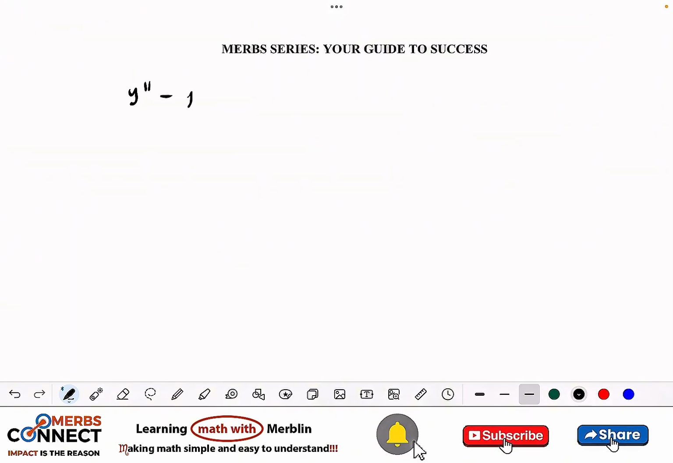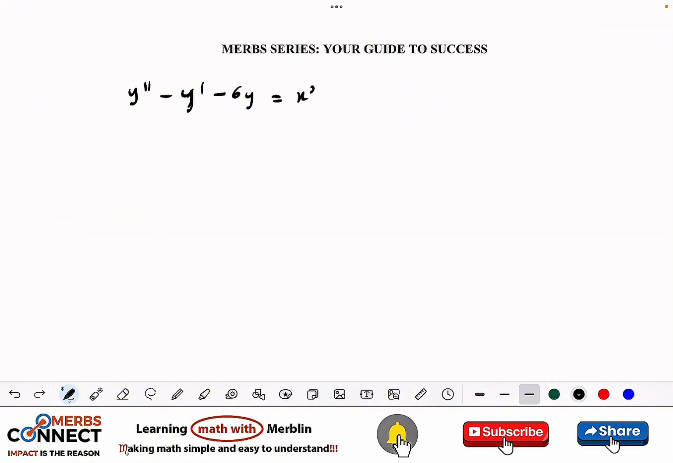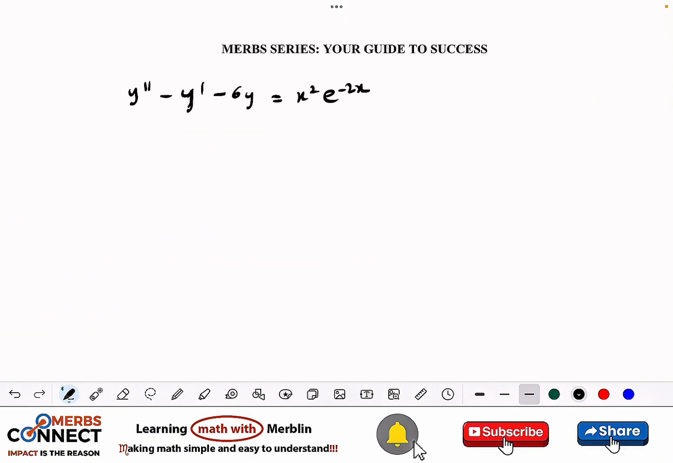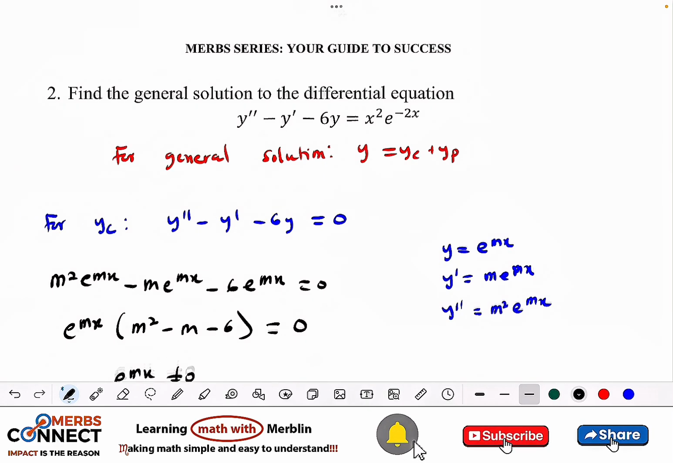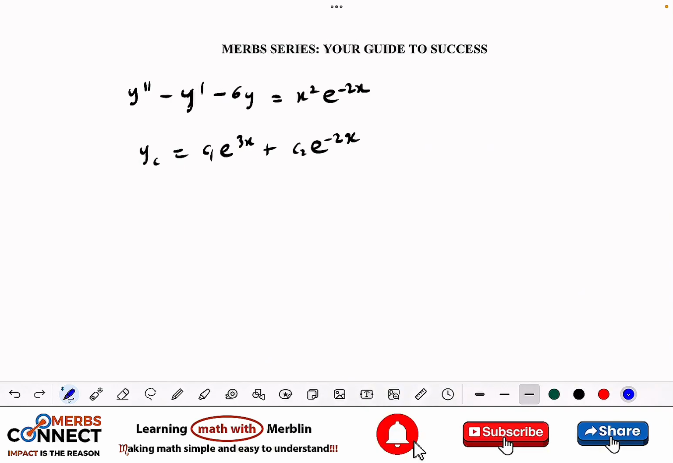y'' minus y' minus 6y is equal to x squared e to the power minus 2x. Good. We had the complementary solution to be c1 e to the power 3x plus c2 e to the power minus 2x. Is that right? Yes. So now let's try and find the particular solution.